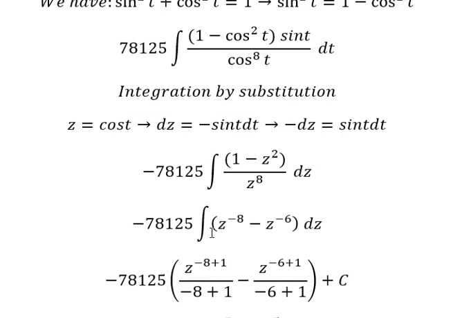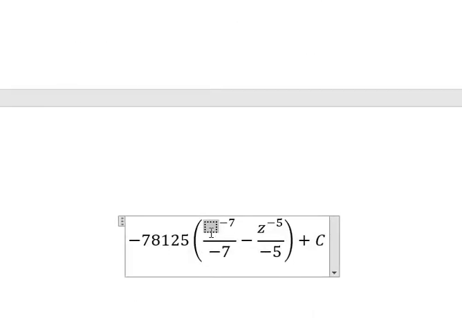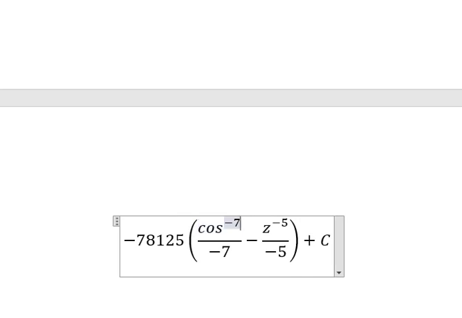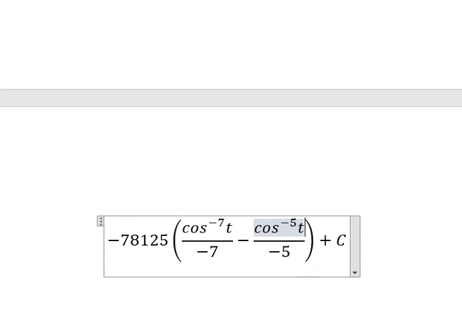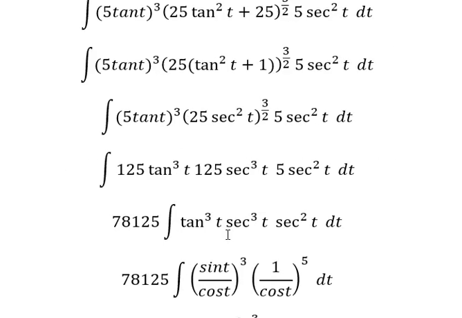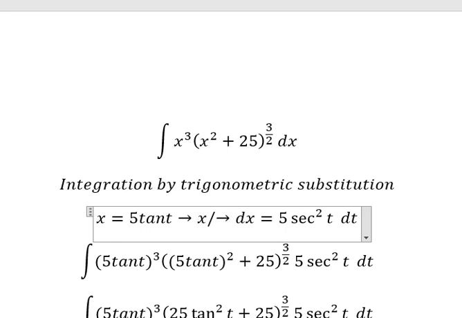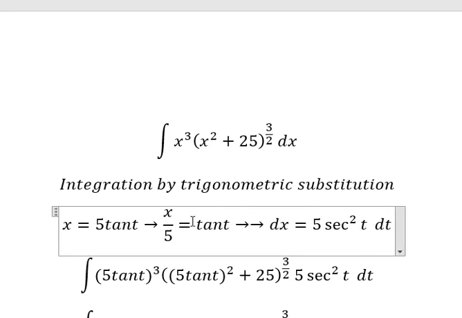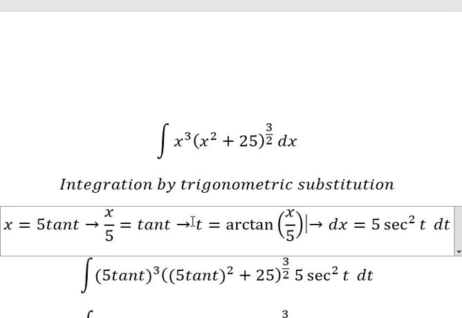So z is cosine t. About t, that is this one. So we need to divide both sides by number 5. And we got t equals arctan of x over 5. So I will put this one to change for t.